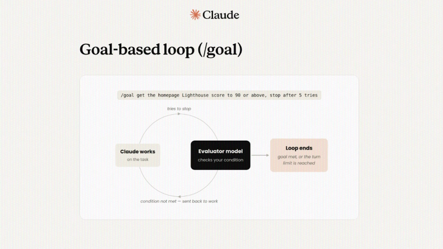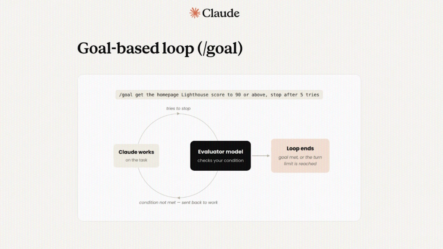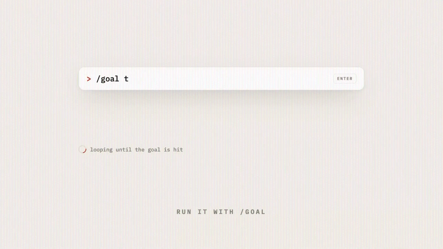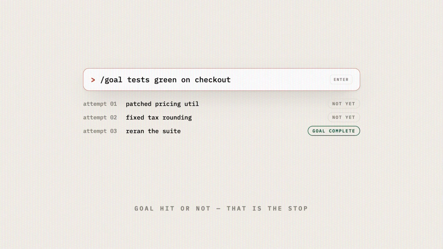Then there's another thing called the goal-based loop, which is the one I was talking about. And this is where you stop being the judge and you give it a number instead. Not "make the site faster," but for example, say "achieve a Lighthouse score of 90 and above," right? The stop criteria is the goal being hit or not. And you run it with this thing called /goal in your Claude Code. And this is the one that I use the most in Sigmo.